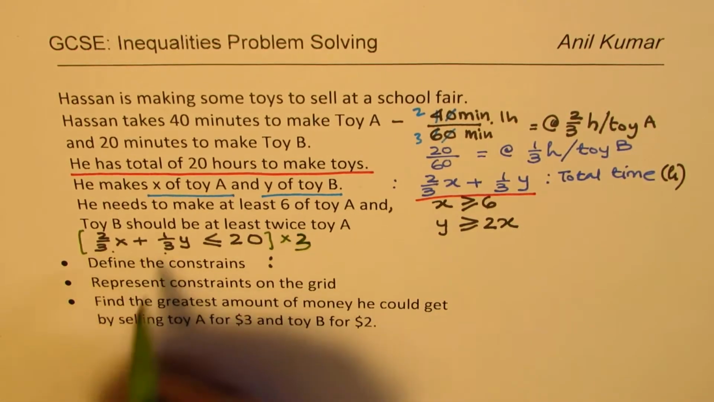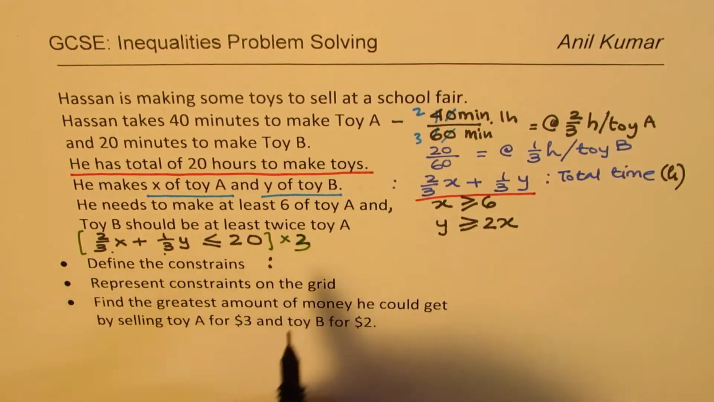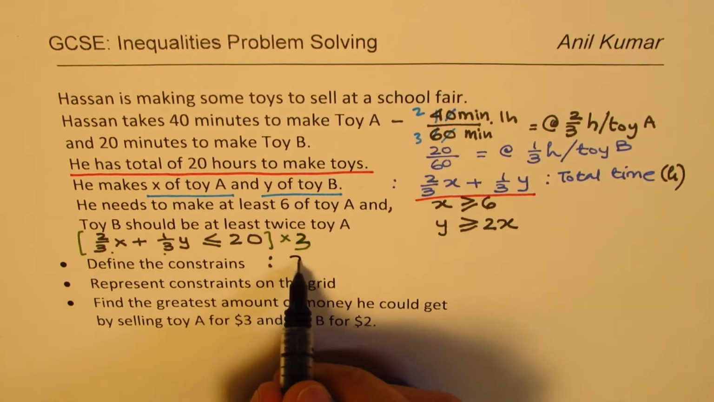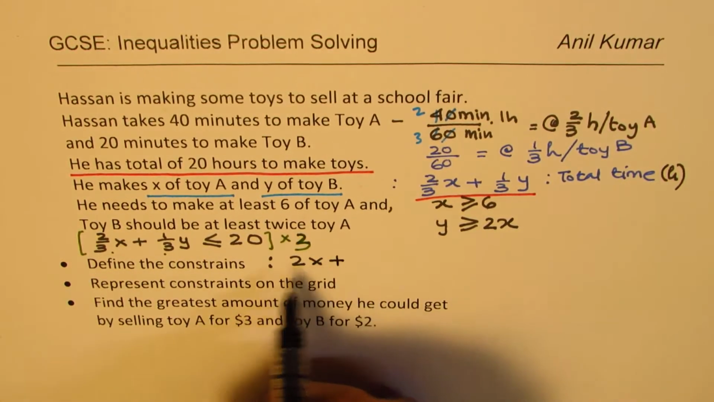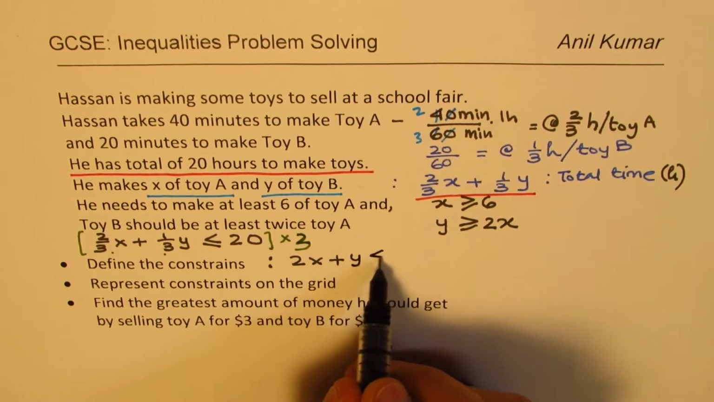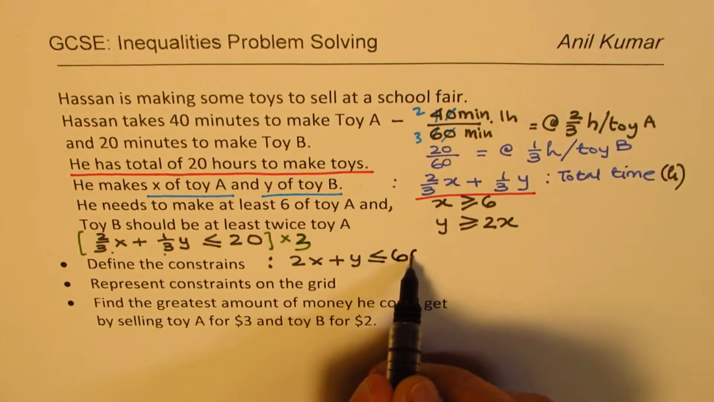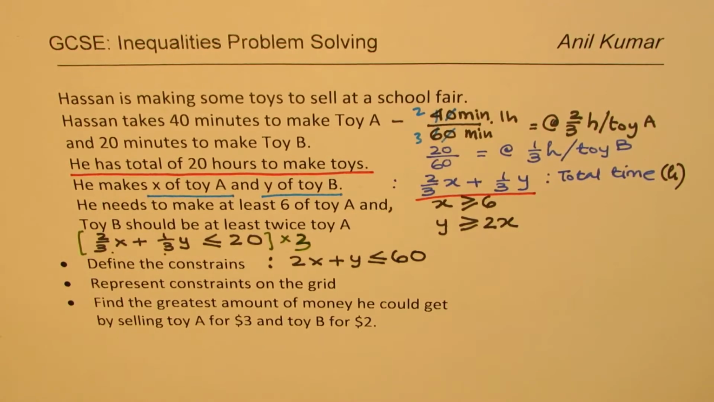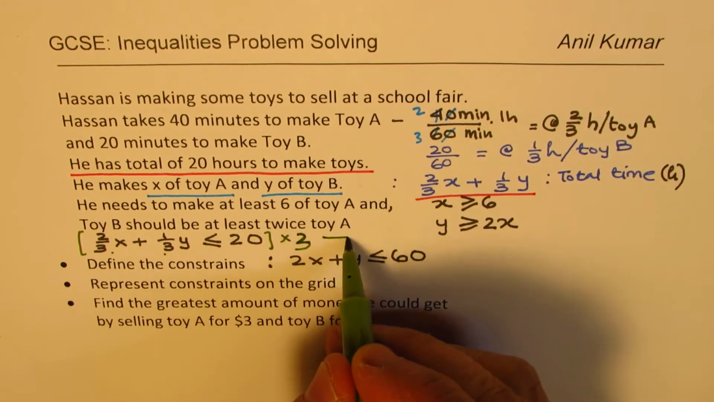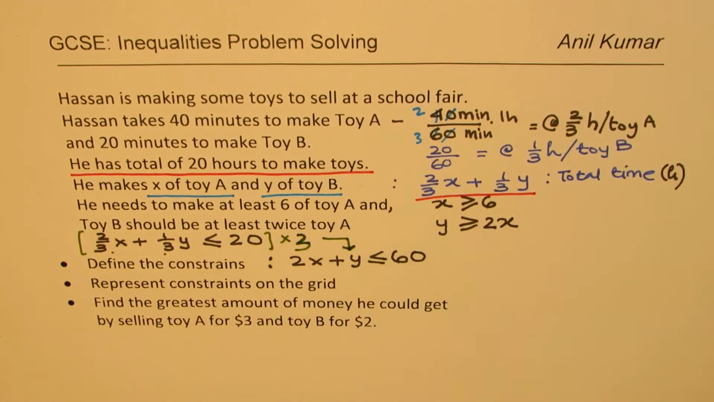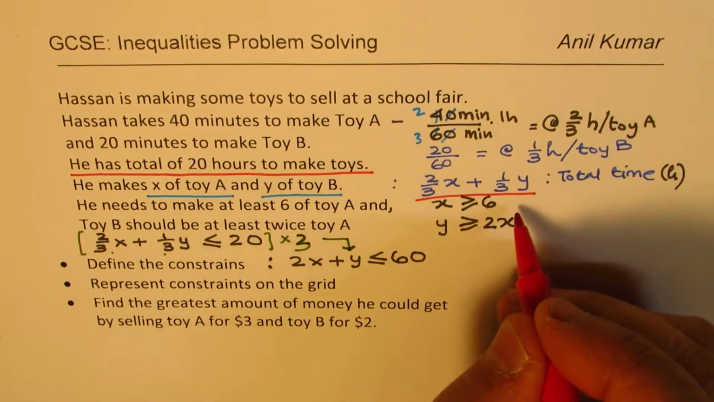3 is the denominator, right? So when you times it with 3, you get 2x plus y should be less than or equal to 60. So that is what you get when you times this equation by 3. So that becomes one of your constraints. The other two I've already mentioned, right?